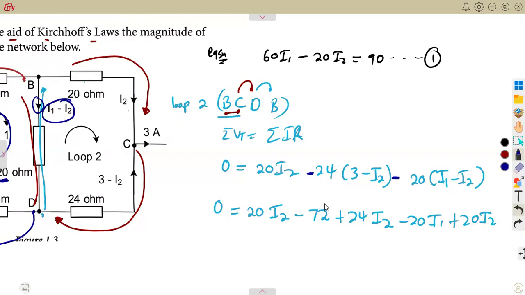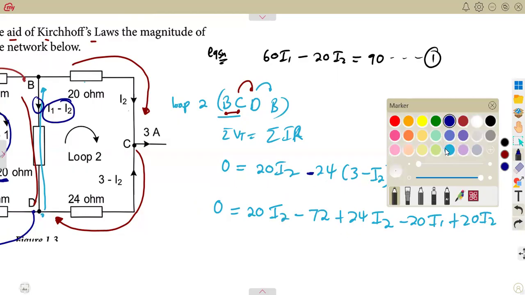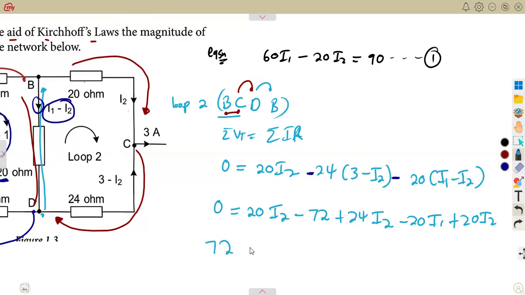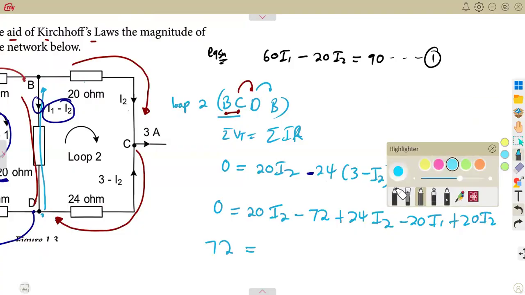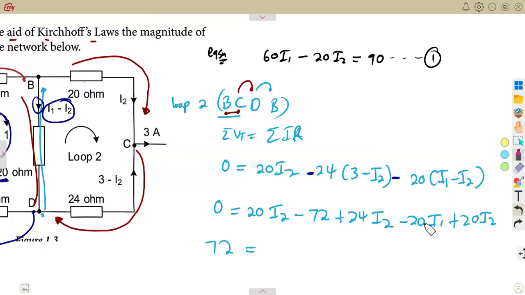So you're just going to take this negative 72 to the other side, and it becomes a positive. So that's 72 is equal to, let's consider our like terms in that case. Current 1, we just have this part here where we have current 1. The remaining is current 2. As we can see, this part here is current 2, this part here is current 2, you have to add current 2, and this also is part of current 2.